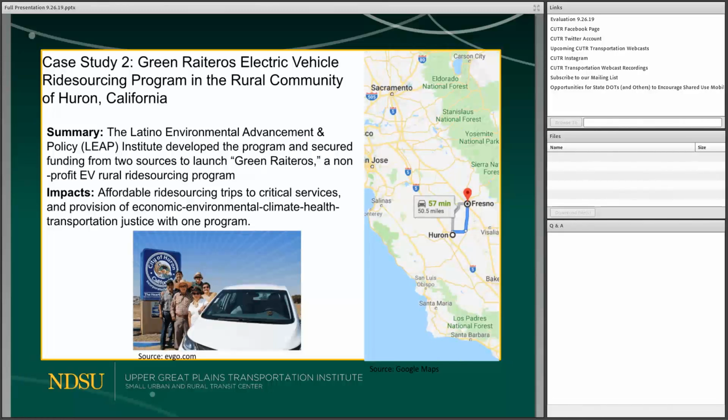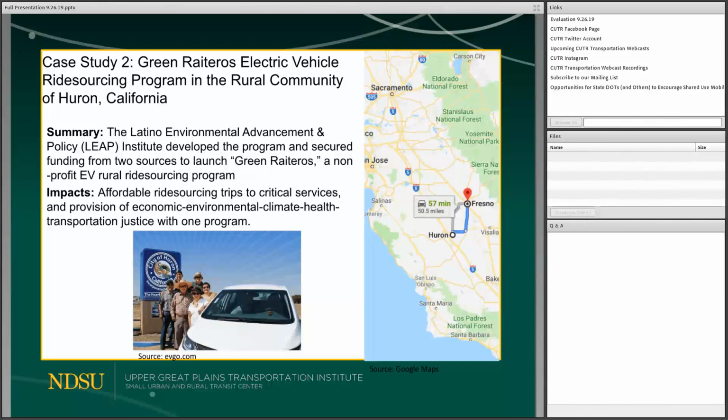To strengthen the Ride-A-Rose service, the mayor of Huron secured grant funding from the California Public Utilities Commission to form the Green Ride-A-Rose program. This funding was provided to Latino Environmental Advancement and Policy, also called the LEAP Institute, to develop the Green Ride-A-Rose program.